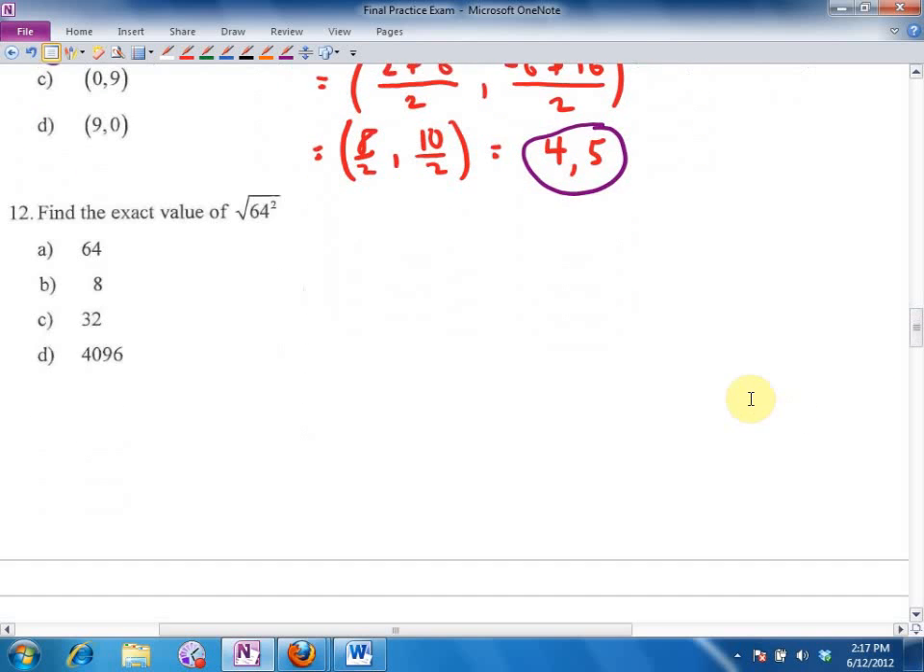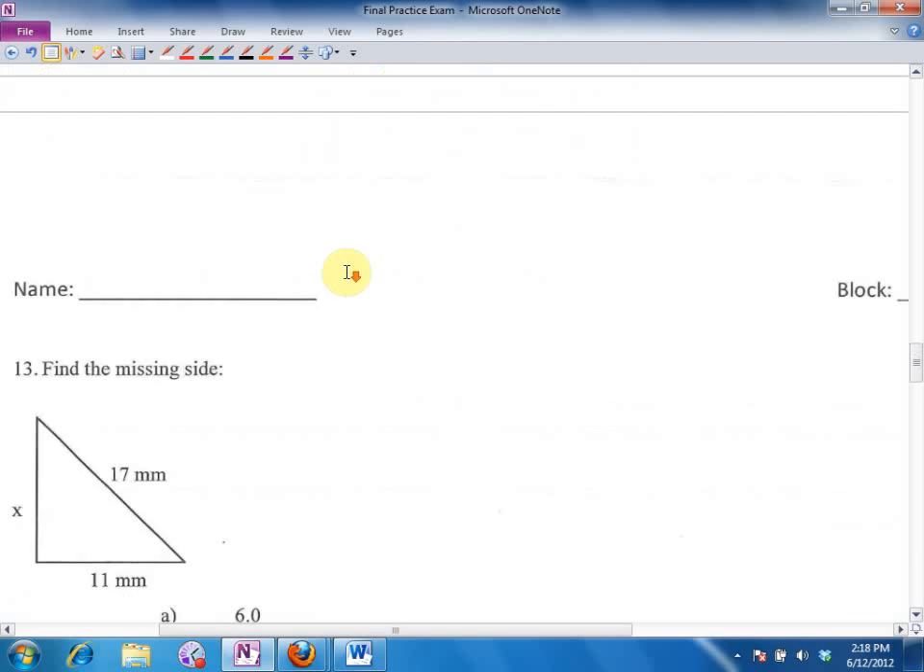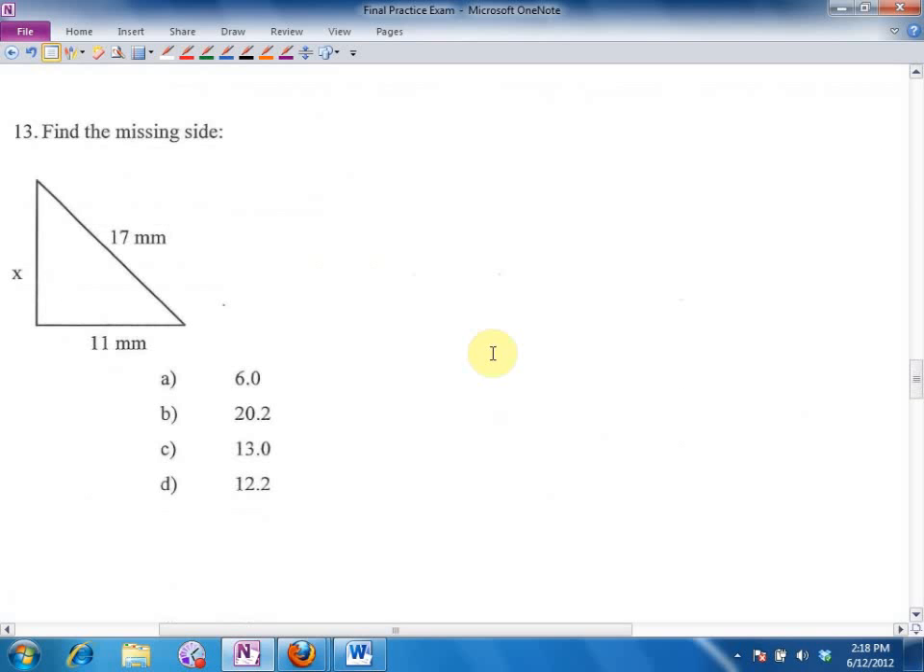Find the exact answer. You don't need a calculator for this one. What is the answer? Okay, Jessica, what do you think? What's the answer to this one? A, yes, right. The square root and square are exact opposites, so they're just going to cancel each other out. 64 is the correct answer. You can square 64 and you can square root it and you get 64. Okay, good. That's an easy question, hopefully.